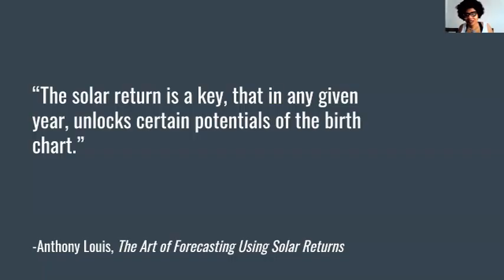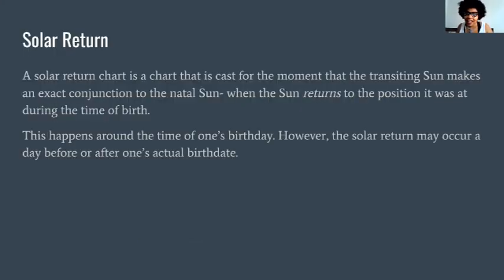Okay, so I love this quote from Anthony Lewis's book, The Art of Forecasting Using Solar Returns. This is a way that he likes to conceptualize solar returns in the book. The solar return is a key that in any given year can unlock the potential of the birth chart. So a solar return chart is a chart that is cast for the exact moment that the transiting sun in the sky is exactly conjunct your natal sun. So essentially it's when the sun is returning back to the same place in the zodiac where it was at the time of your birth.